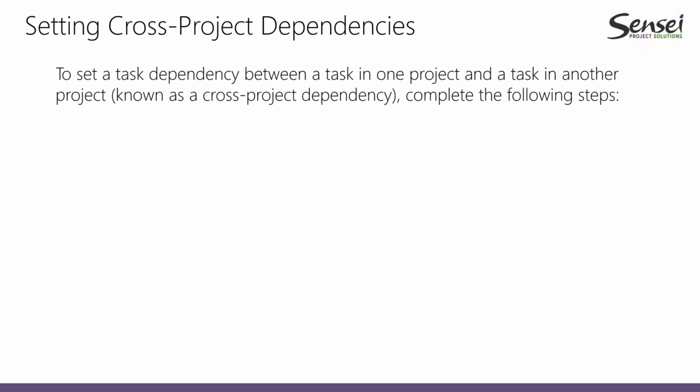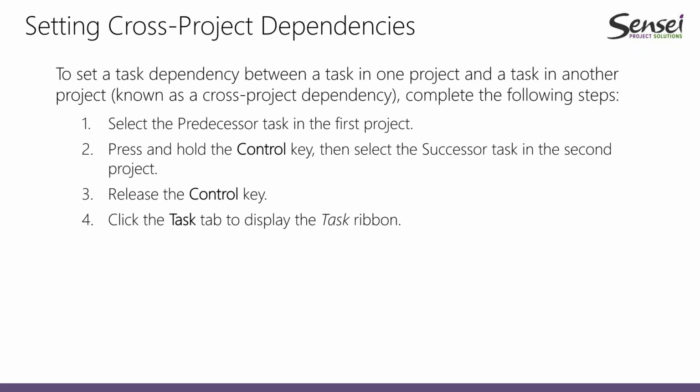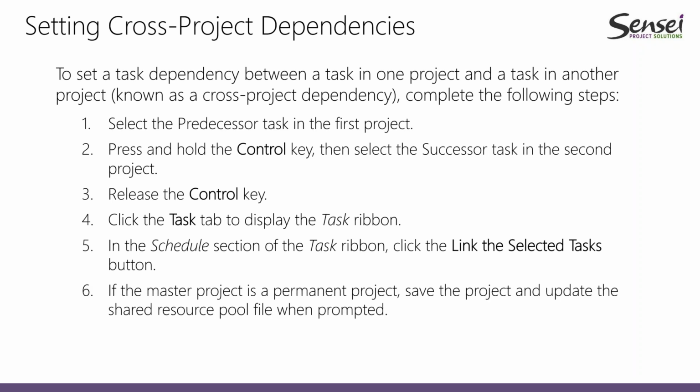Now, one of the big uses for master projects is setting cross-project dependencies. To set a dependency from a task in one project to a task in another, here's how you do it. In the master project, you select the predecessor task in one project. Then you press and hold the Control key and select the successor task in another project. Then you release the Control key. You go to the Task ribbon. In the Schedule section, you'll click the button, Link the Selected Tasks.